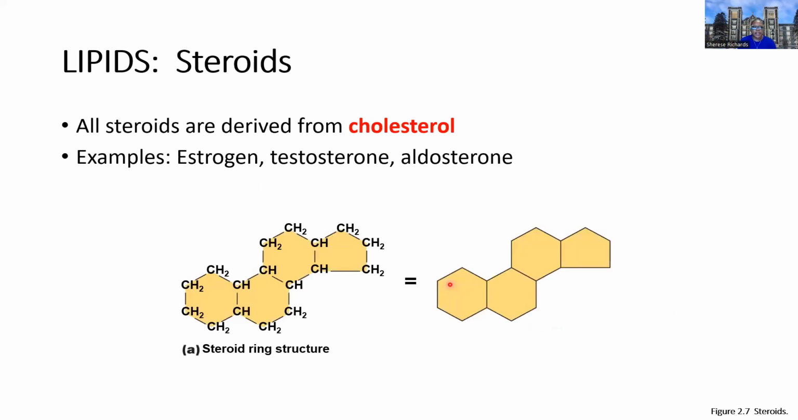And steroids are another very important class of lipids. These are derived from cholesterol rings. You can see these much more complex carbon ring molecules. And the examples in the body are estrogen, testosterone, aldosterone, thyroid hormone, cortisol. Lots of different hormones in the body are going to be derived from cholesterol or steroids, okay?